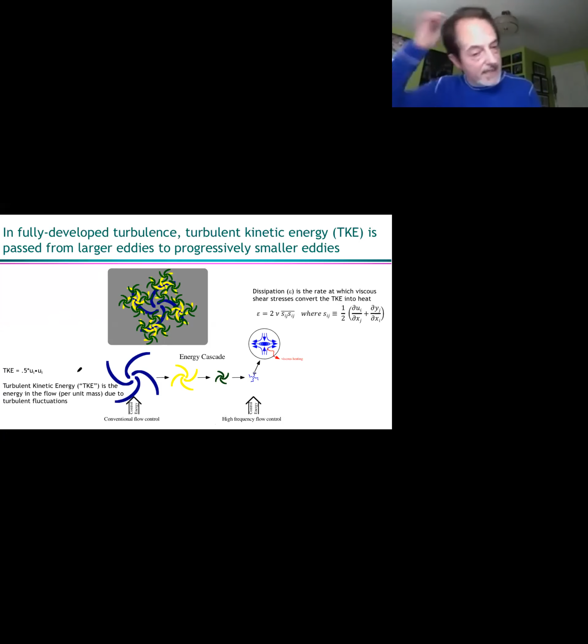Again, turbulent kinetic energy, because I haven't fully defined that here, it's basically the energy in the flow per unit mass due to turbulent fluctuations. So these little u's are velocity fluctuations, and you square those and sum them up over the 3 dimensions. And that's basically your turbulent kinetic energy.